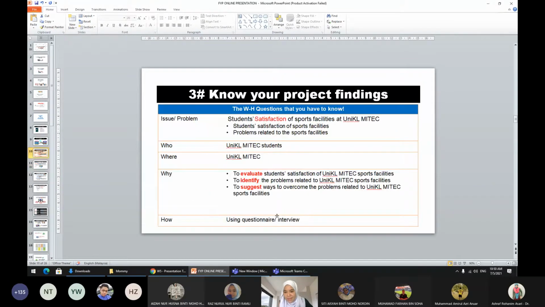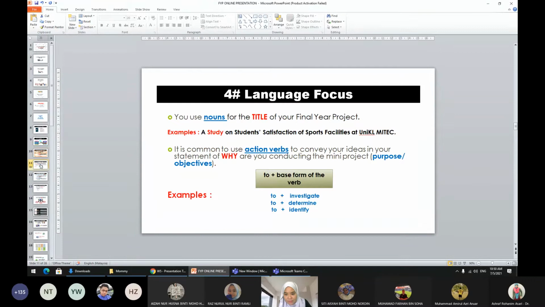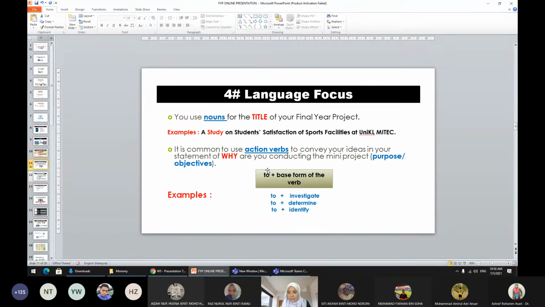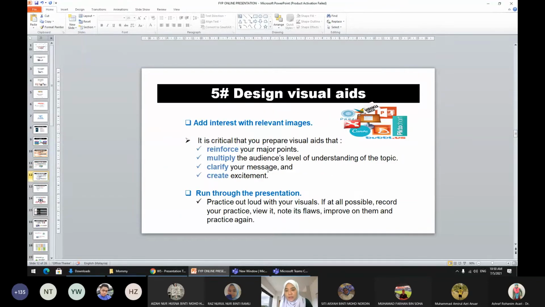Okay, I think I have explained about this. I think it's more or less the same with this now. Just now I talked about the language focus that you should prepare not only for your verbal presentation but for your visual aids as well. And the next one is designing your visual aids. Your visual aids are definitely your slides.